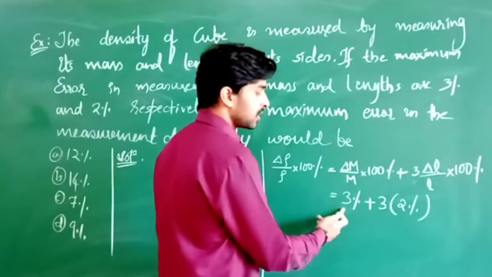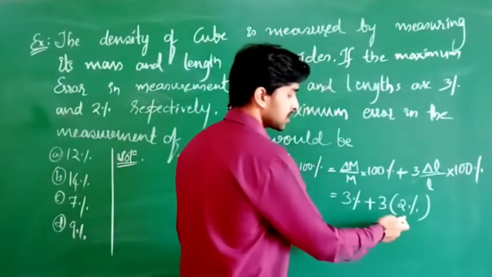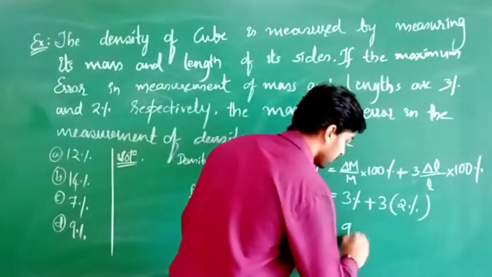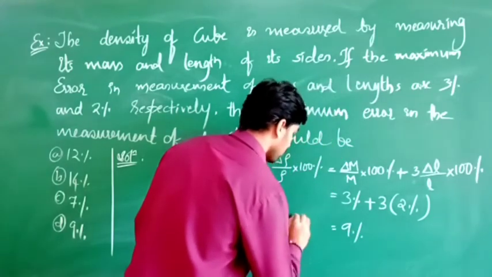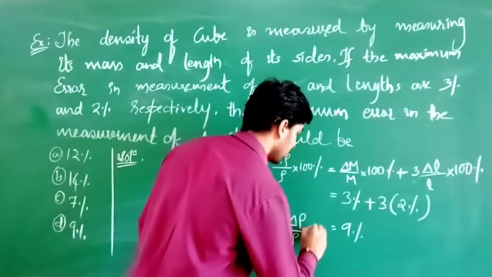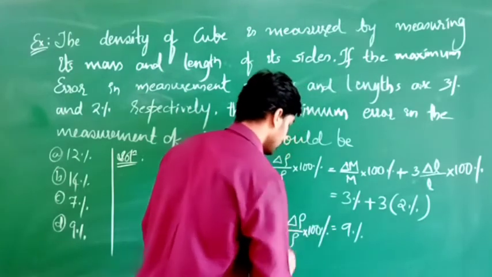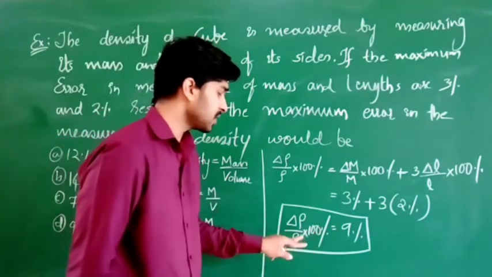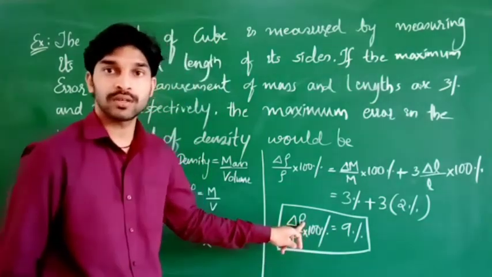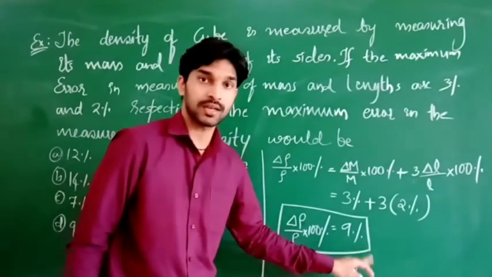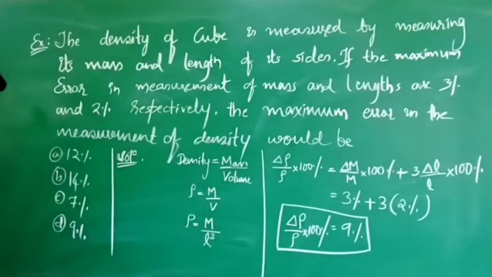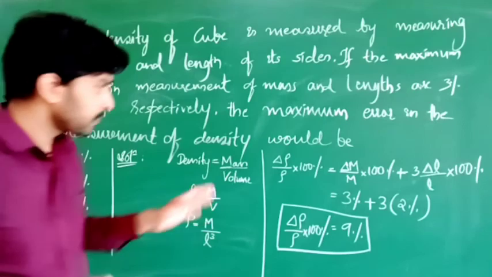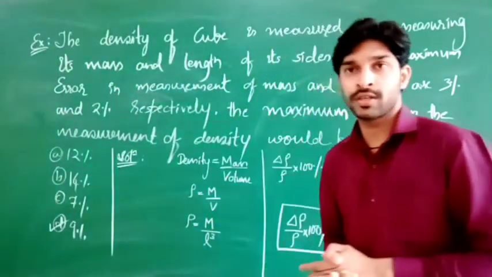So 3% plus 3 into 2%. 3 into 2 is 6. 6 plus 3 is nothing but 9%. So delta rho by rho into 100% is nothing but maximum percentage error while measuring density of this cubical box, which is 9%. Clear? So finally where we are having which option? D option, 9%. Clear? So in this manner you have to solve the question.